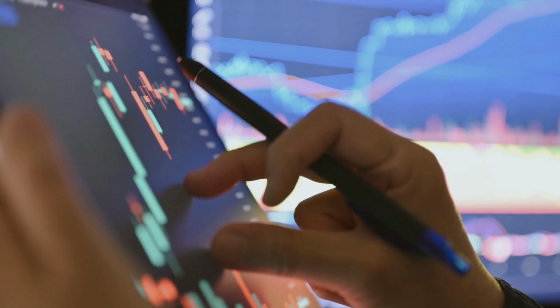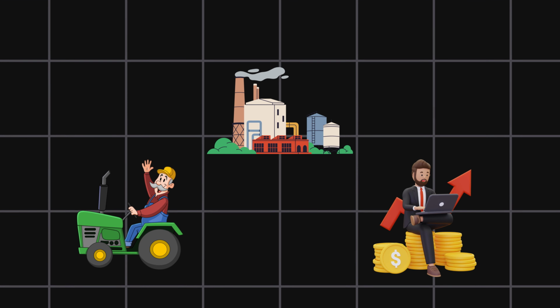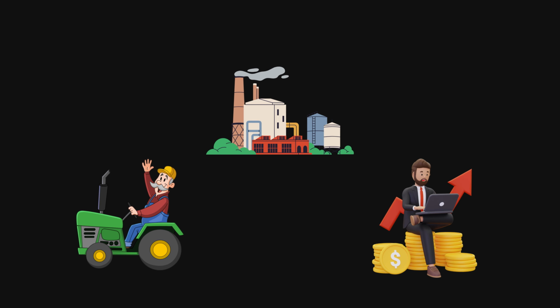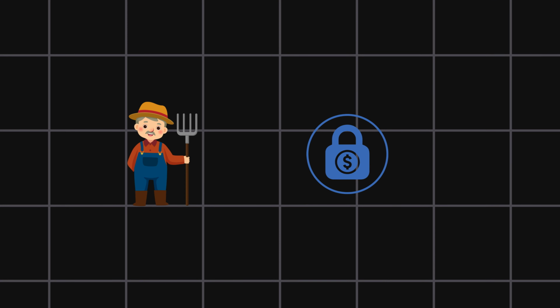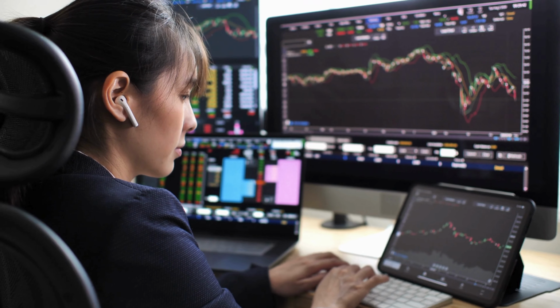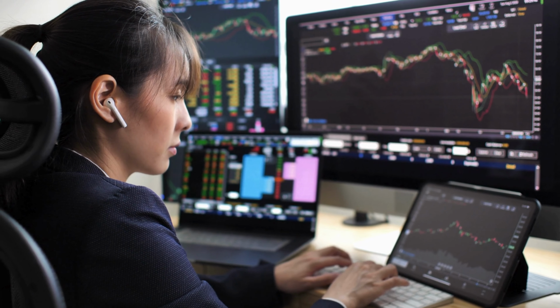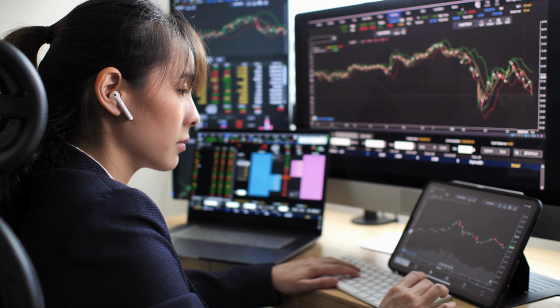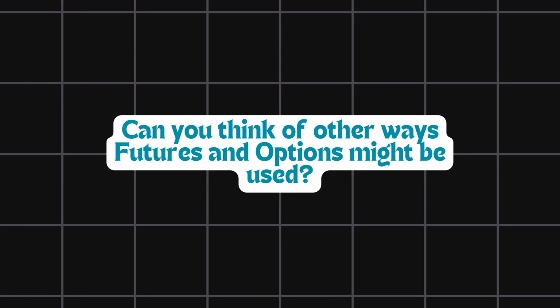Futures and options are used by various market participants, including farmers, manufacturers, and investors, to hedge against risks and speculate on price movements. A farmer might use futures to lock in the price of their crops, ensuring they get a fair price regardless of market fluctuations. An investor might use options to speculate on stock price movements, potentially earning profits without committing to buying the stock outright.